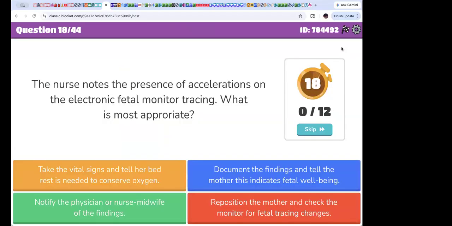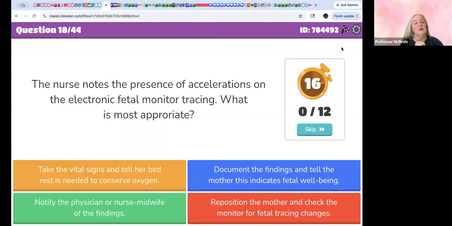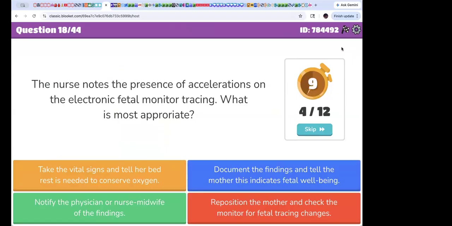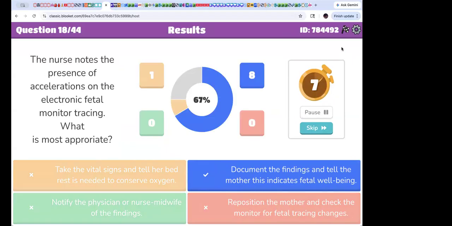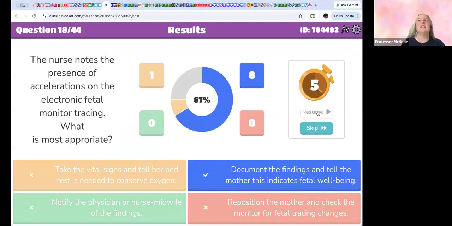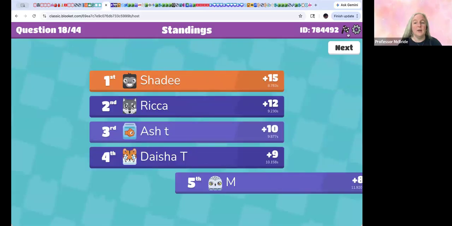The nurse notices the presence of accelerations on the electronic fetal monitoring tracing. What is the most appropriate action? Remember what we said, guys, if you have something that looks normal, what are you supposed to do? Document. Good. If your assessment is normal, document the finding. If your assessment is abnormal, you need an intervention. Accelerations are normal and reassuring, so we're going to document.